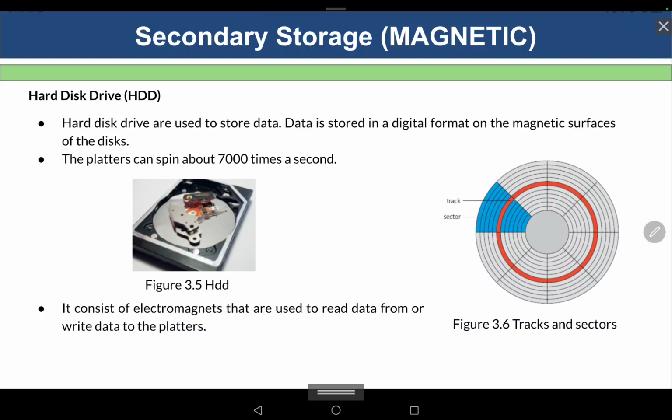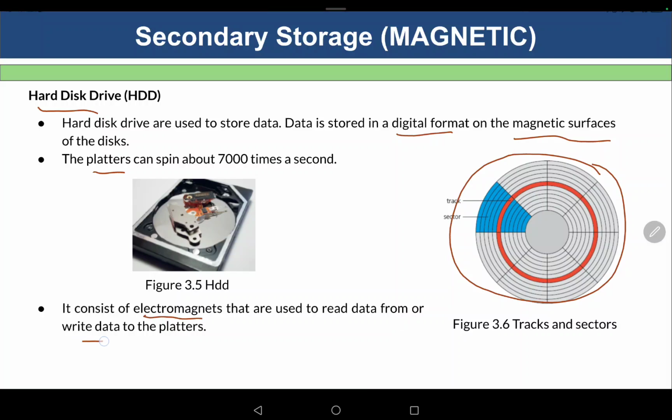Now, let's look at HDD. So HDD is hard disk drive. This hard disk drive is also used to store data, and we say that it stores data in a digital format on a magnetic surface of the disk. So this is the disk and it has a magnetic surface. And we say that the platters can spin about 7,000 times a second, and it consists of electromagnets that are used to read data from or write data to the platter.